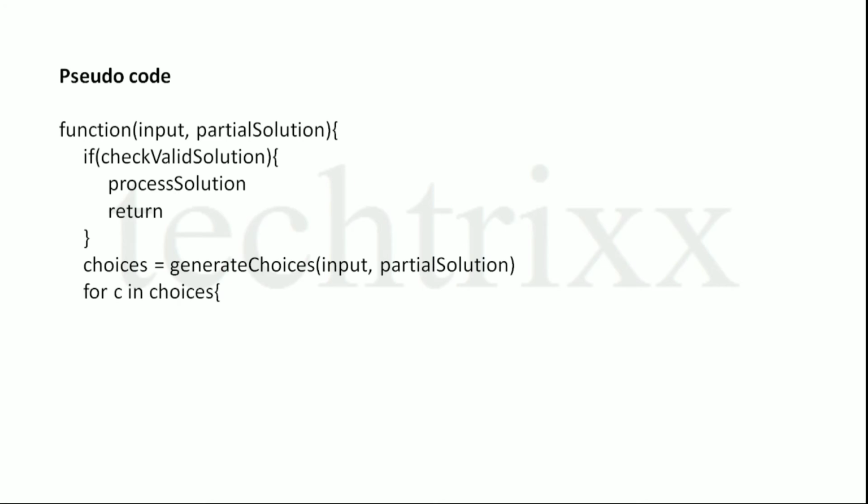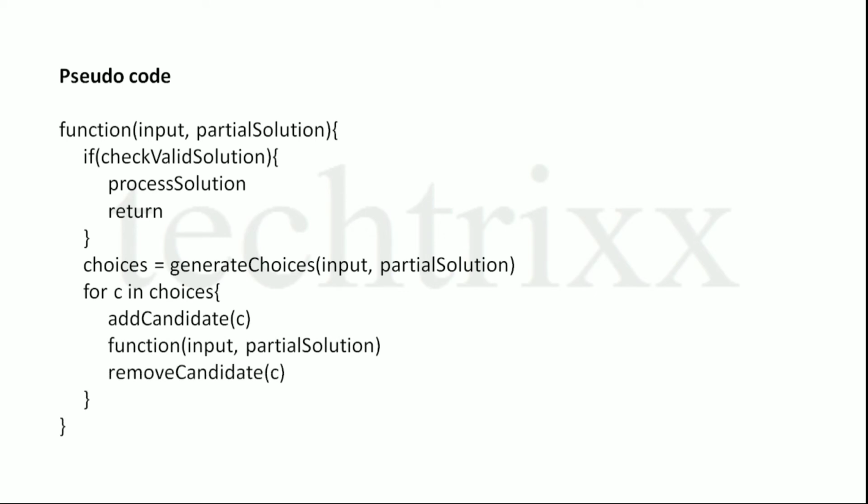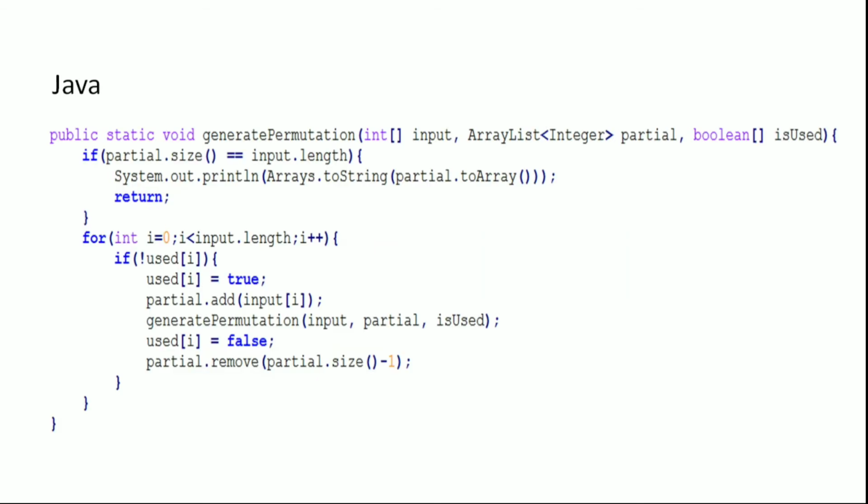Then for each candidate we will add the candidate to the partial solution and then call the recursive function with the partial result, and when the recursive function returns we will remove the recently added candidate from the partial solution and then we try the same thing with a different candidate.